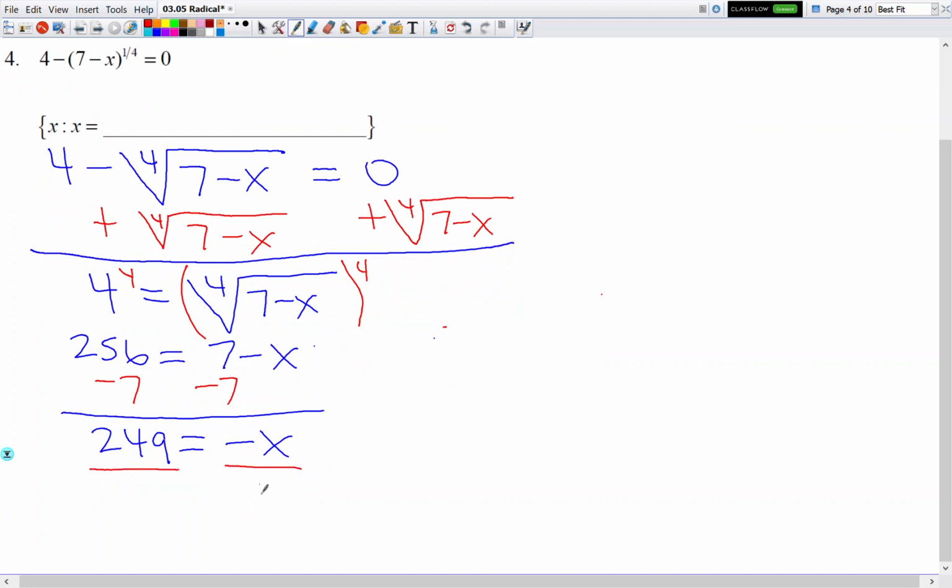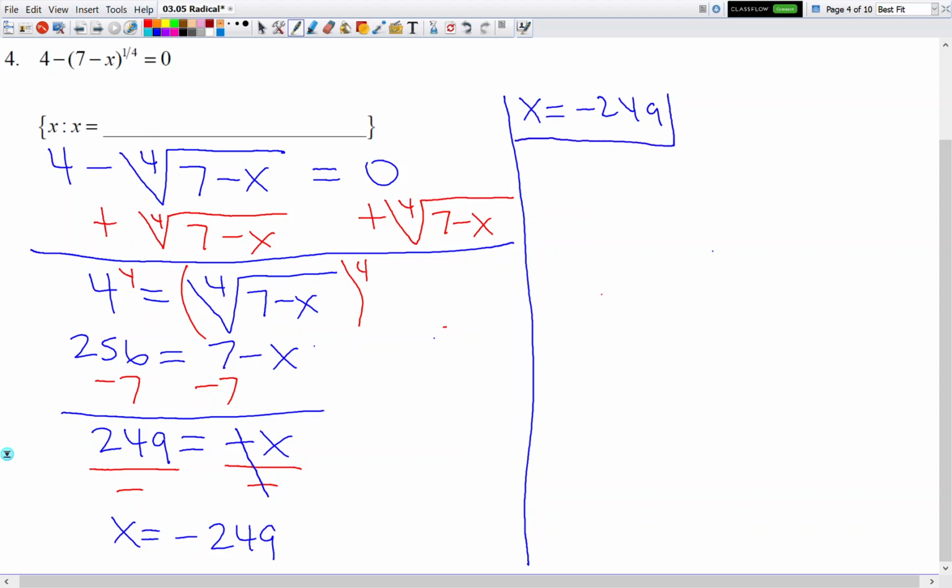And some teachers make you divide by -1. I'm just going to make you divide by a negative because that's basically what you want to get rid of, right? You want to get rid of the negative sign. So I'm going to divide both sides by negative. Then it's going to cause these negatives to cancel. And my final answer is going to be x equals -249. Okay, and then I'm going to check my answer like you're supposed to do. So we're going to check x equals -249.